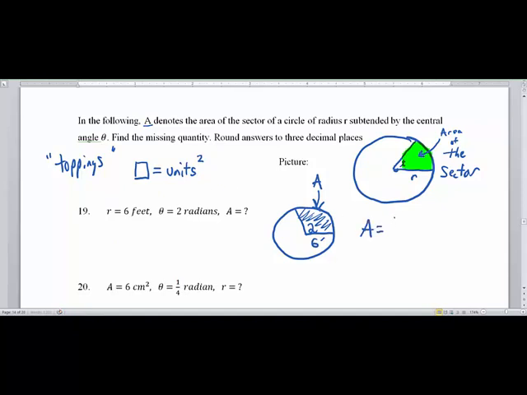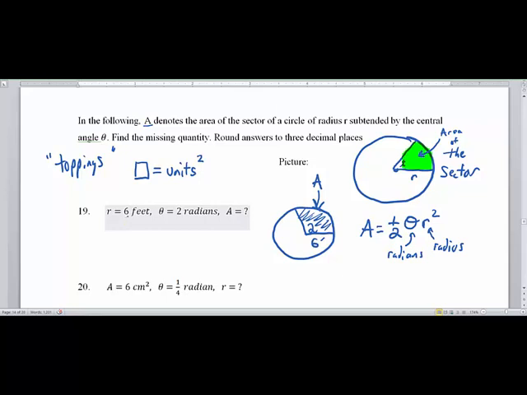A equals 1/2 theta, which is our measurement of that angle in radians, times the radius squared. So r stands for radius, which is the distance from the center to the edge of the circle, where theta is the angle measurement in radians. So this first example is going to be the most straightforward one.